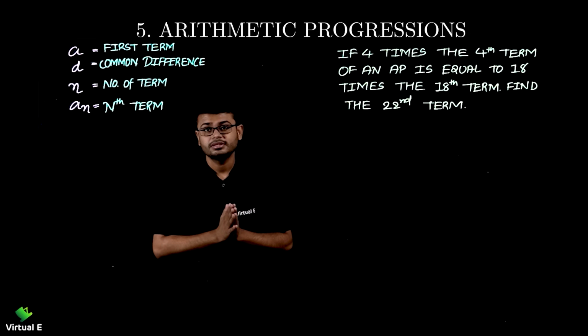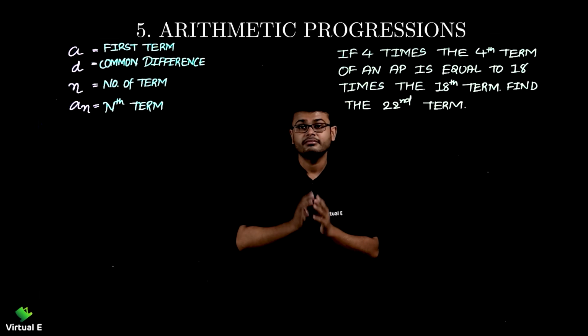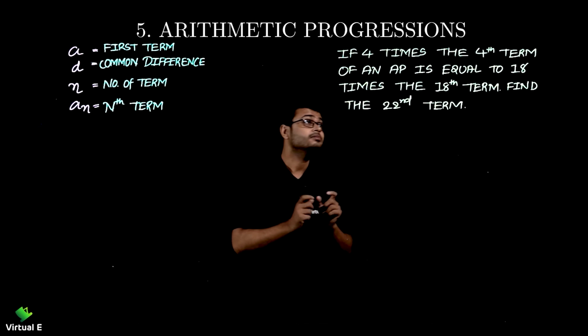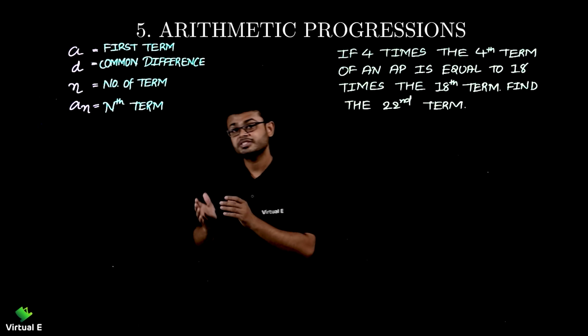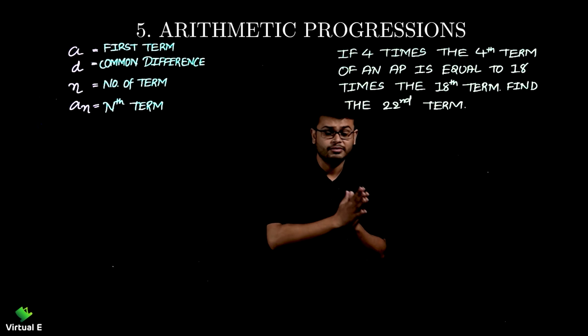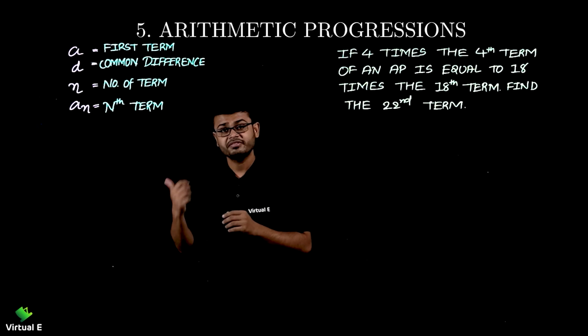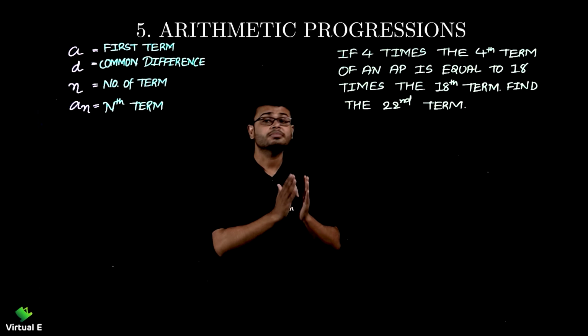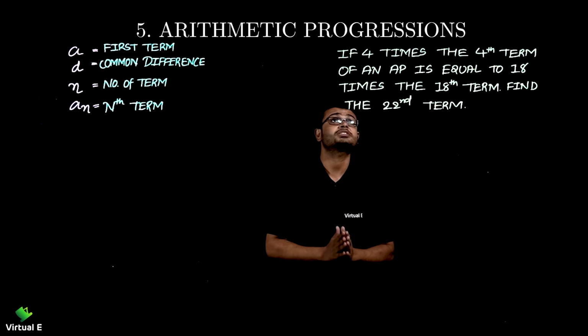In this question, a relationship is given between two terms of an AP. Direct terms are not mentioned, that the value of this term is this and the value of this term is this, find another term. Not like that. We have done those questions previously. Those are very simple. Get two equations and solve it. Here something else is given. Let's read the question.